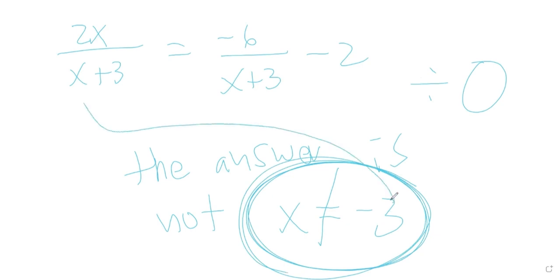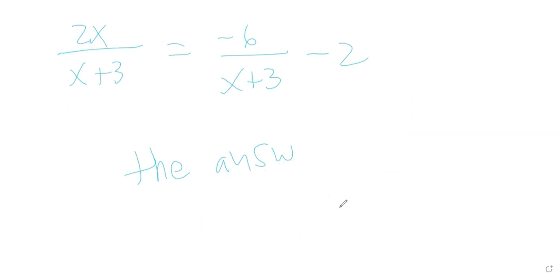Because if you plug negative 3 in there, what would you get in the denominator? You would get 0. So you would be dividing by 0, and that's bad. So I don't know what the answer is yet, but I'll tell you what it's not. It's not negative 3. So let's do the math, and let's get an answer. And let's just make sure that the answer is not negative 3. So let me erase some of this stuff. Let's actually solve this question.